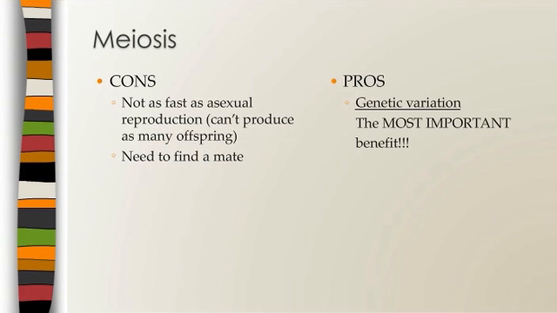But the benefit to this process, the pros of this process, are the genetic variation that is produced. Because the DNA of the mother and the father are being mixed together, this means that there is genetic variation. Clones are not being produced. We have totally different new organisms with genetic variation.